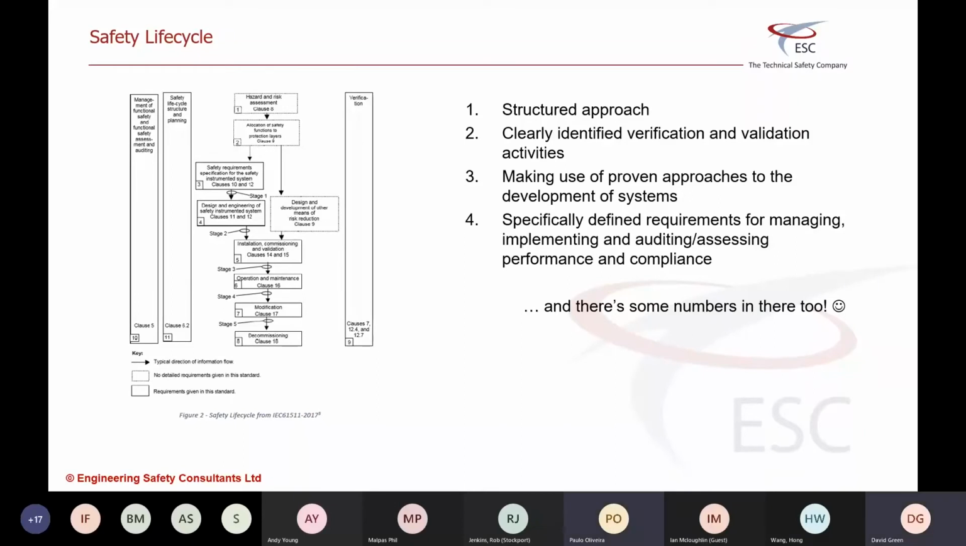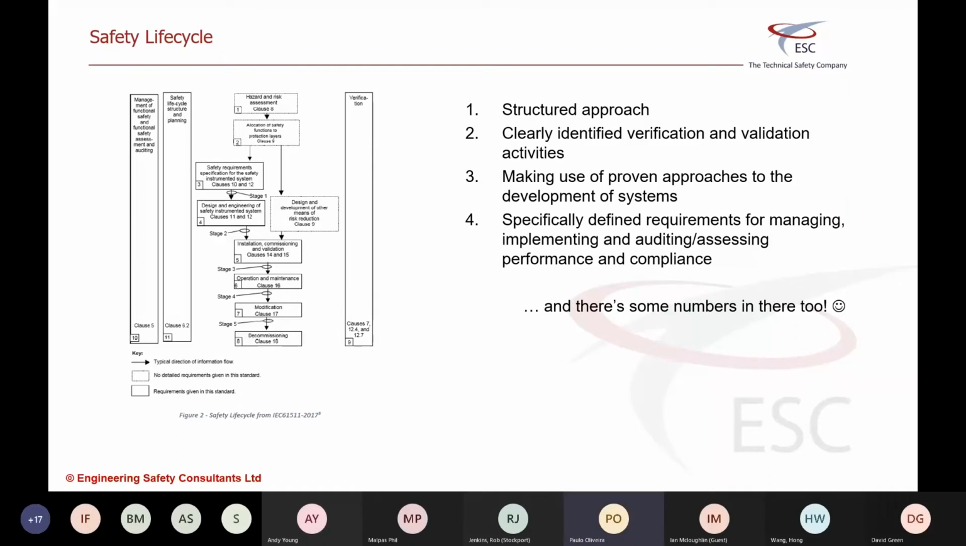It also forces you to look at proven approaches to development of systems, because nothing that's on that life cycle is new. We've been doing systems engineering for many, many decades, and each one of those steps has been used in industry one way or another for those many years. So it's nothing new.